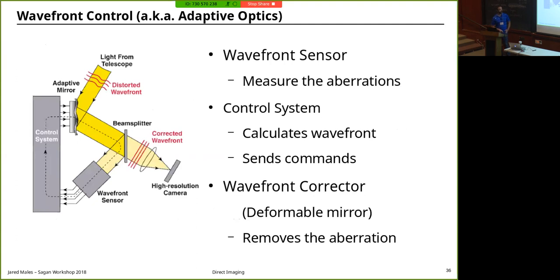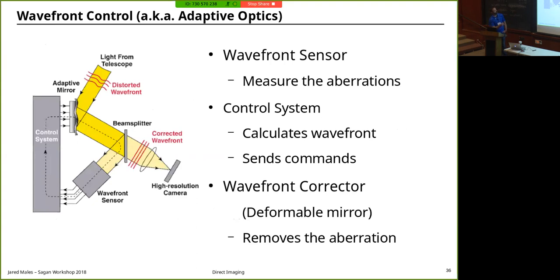And so this is a simple cartoon block diagram of a wavefront control system, also known as an adaptive optics system. On the ground, we call these AO systems. In space, they're usually called wavefront control systems. They're basically the same thing. There's very few differences between them other than, like I said, the scale of the aberrations being controlled and the speed at which we have to control them.